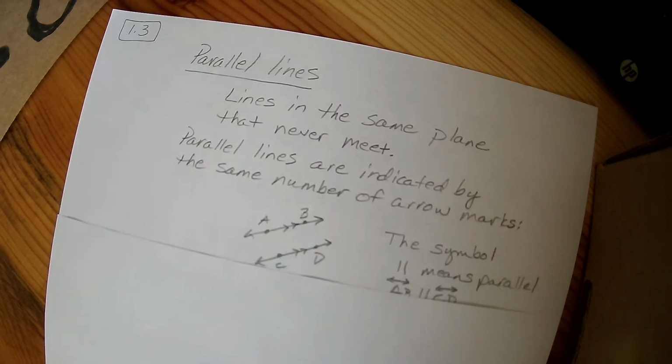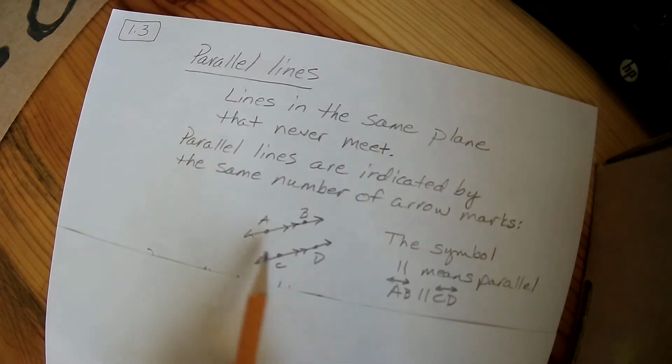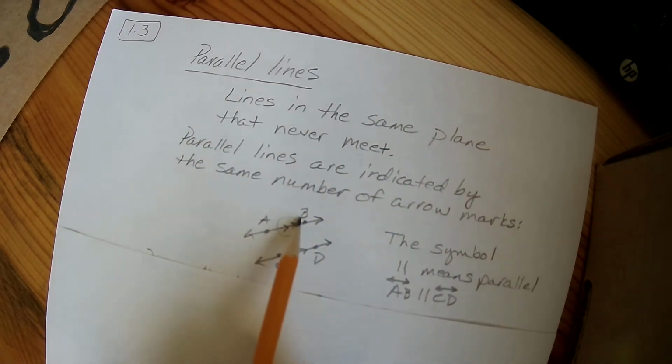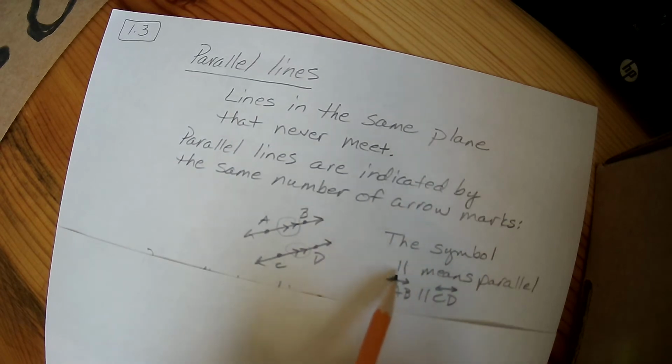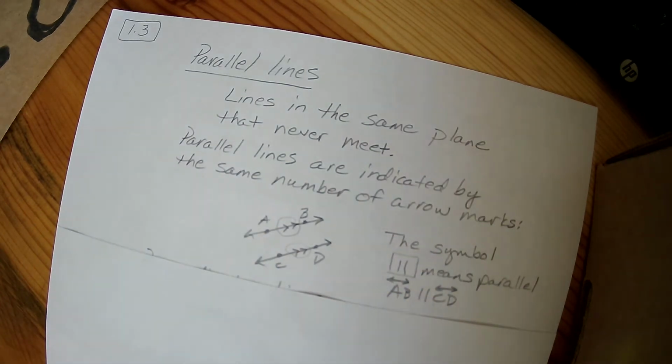For example, I have line AB and line CD. Notice these two arrow marks. That means that they're parallel. And this is the symbol that we use to show two lines are parallel. So line AB is parallel to line CD. And that's how you write that.